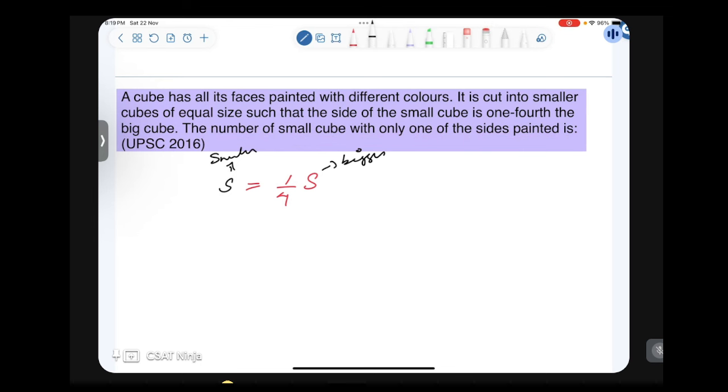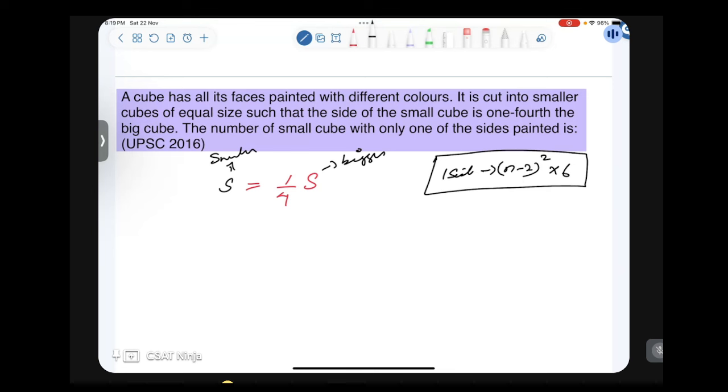If you want to find one side painted, what was the formula? The one side painted formula was (n minus 2) to the power 2 into 6. One side painted will always lie on the face. That's the reason why I'm using into 6 here. Face means side, okay? This question was asked in UPSC 2016. So let us try this. It's a very simple question.